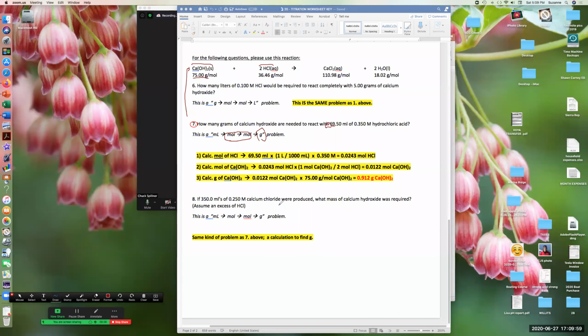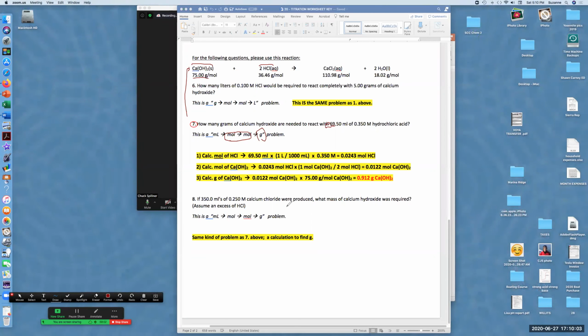Problem 8 is another one for you to solve. So you have 4 problems to solve: 4, 5, 6, and 8 to do. Like I said, I'll put this worksheet up there with the answer key, so you can use that as a reference for solving the problems. Problem 8 is the same as problem 7, the one just above it, so it's a mils to moles to moles to gram problem.